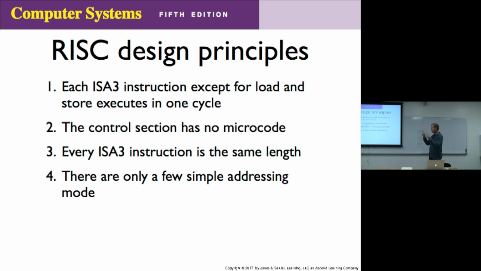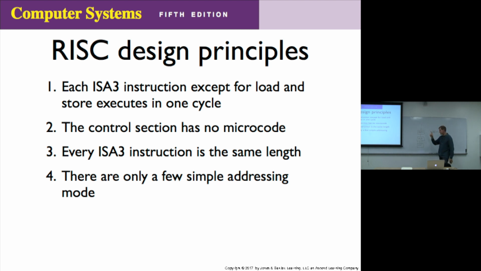Okay, so what's the number one principle? Each ISA 3 instruction, except for load and store. Now why except for load and store? Load and store does what? Mem read, mem write. And there's no way to eliminate the mem read, mem write delays. But we already saw the way to mitigate that. With what? With cache. So as long as you can get like a 95% cache hit rate, you're not going to stall very much. Are you with me? You can just get it immediately out of the cache. So each ISA 3 instruction, except for load and store, executes in one cycle.